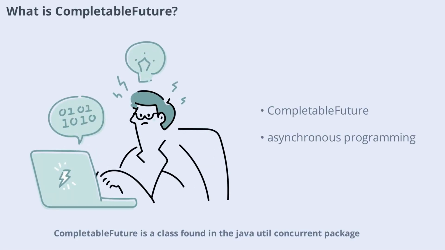CompletableFuture is a class found in the java.util.concurrent package. It implements both the Future and CompletionStage interfaces, providing a rich API for asynchronous programming. Think of it as a container for the result of a future asynchronous operation. This means you can start a task now and retrieve its result later without blocking your main thread.